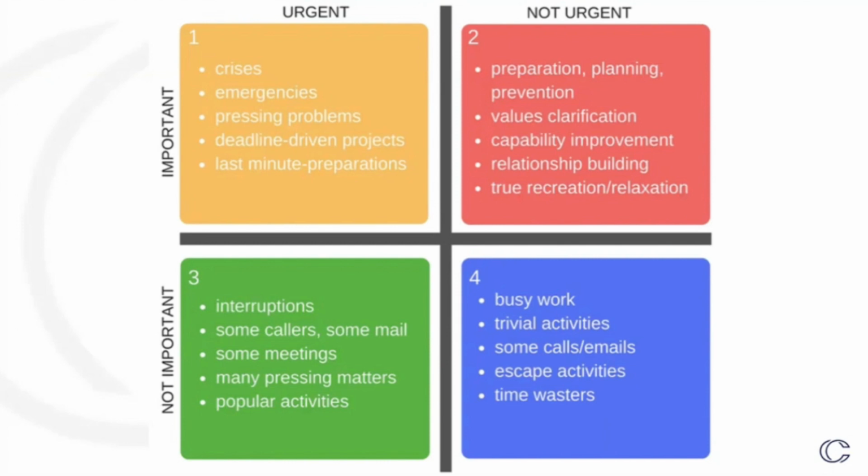And then if this task is urgent and not important, we put it into this quadrant here. This is the quadrant of deception, essentially. It can seem urgent, but it's not important. Things like interruptions, some callers, some mail or emails, some meetings, or even if the meeting goes on longer than it needs to go on for, so the time within that meeting, and many pressing matters and popular activities. So the tasks for not important and urgent go into this quadrant.